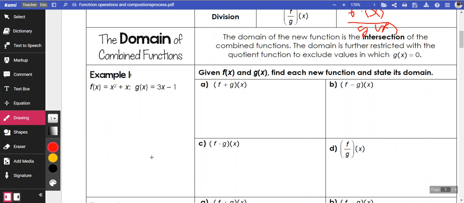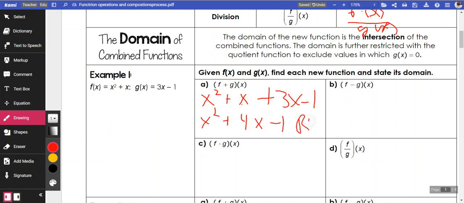So check it out. If we want to add these together, we're literally going x squared plus x plus 3x minus 1. So when you do that, what do you get? You get x squared plus 4x minus 1. And the domain here is all reals. How come I know that? Because the domain of all polynomials is all reals.